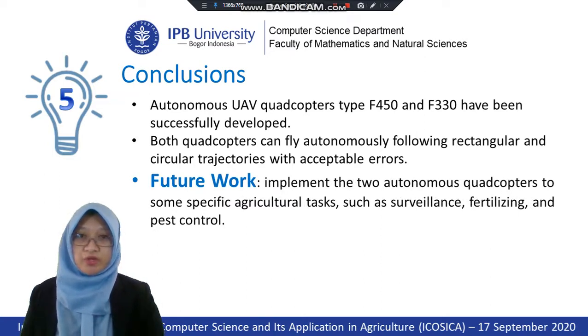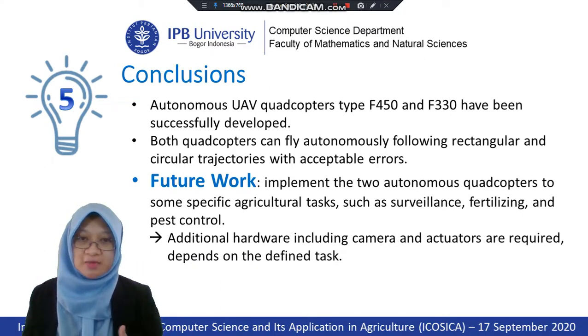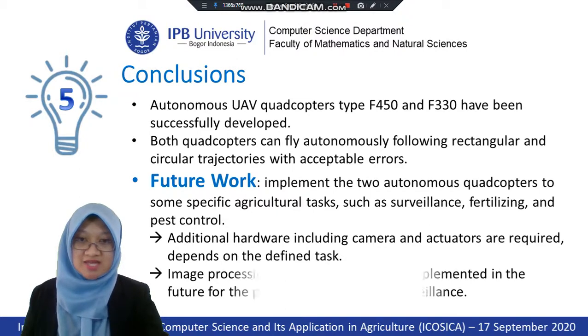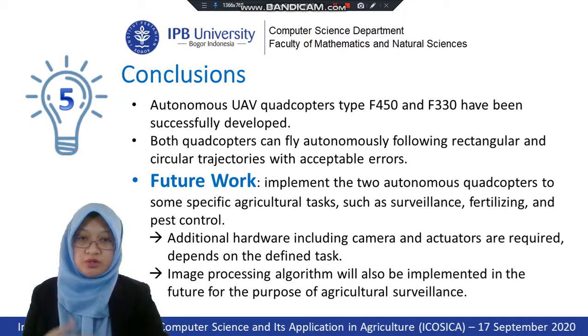As a future work, we want to implement these 2 autonomous quadcopters to some specific agricultural tasks, such as the surveillance, fertilizing, and pest control tasks. To do this, we need to add some hardware, including camera and actuators, depending on the defined task. And we will also do the image processing to be implemented in the agricultural surveillance task.